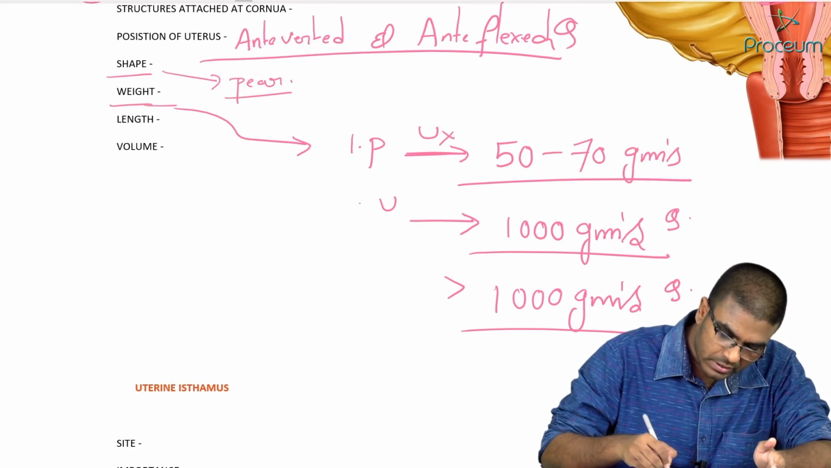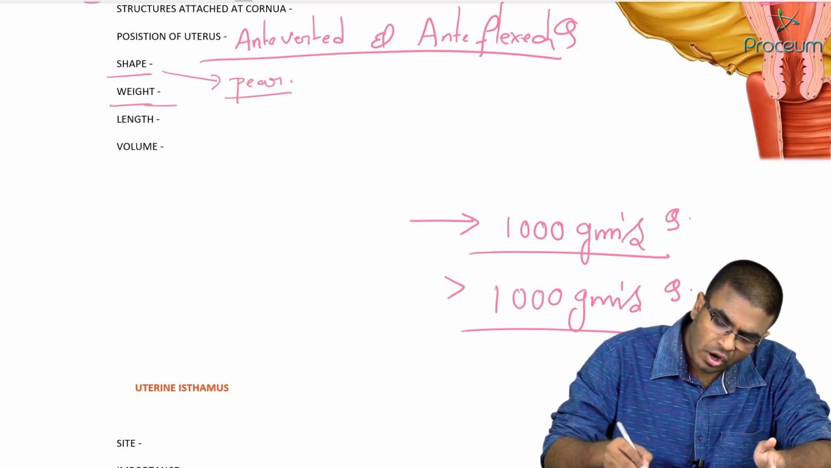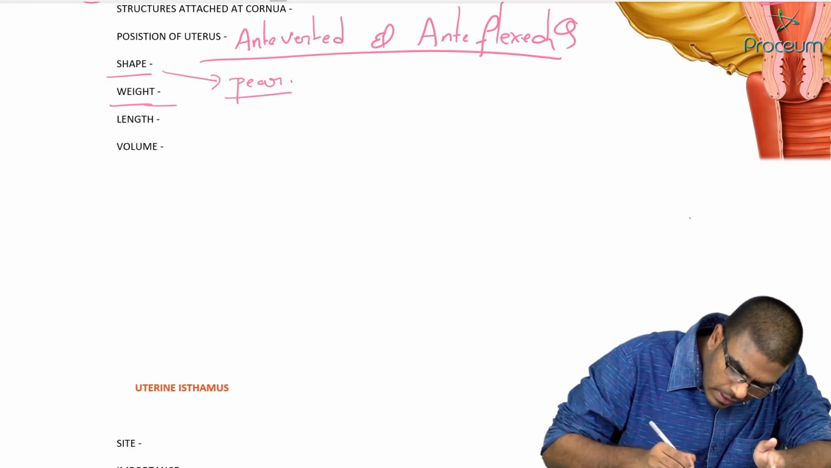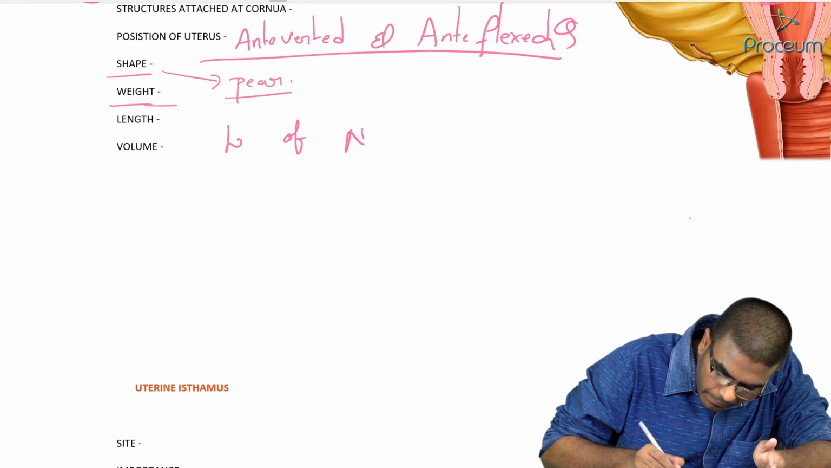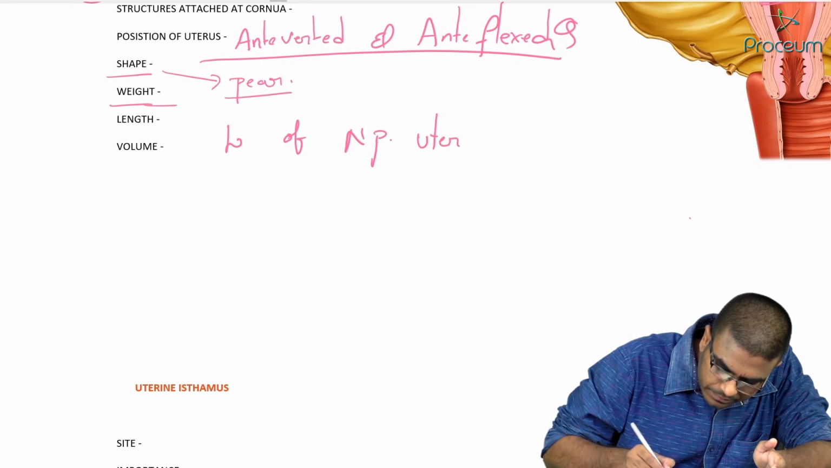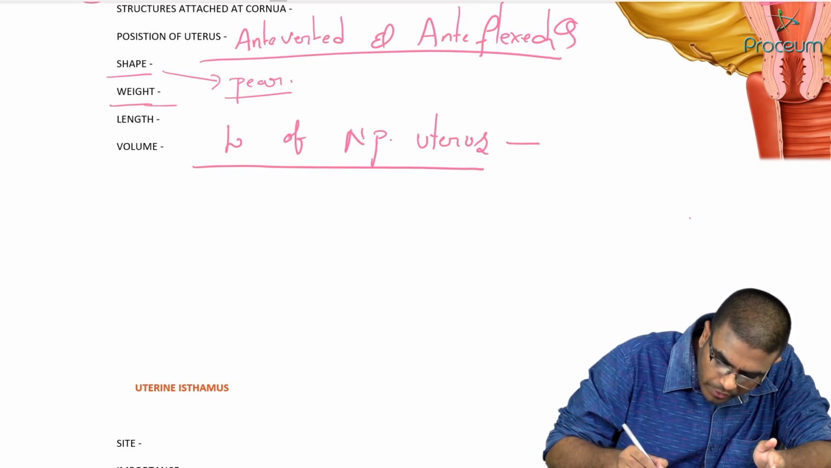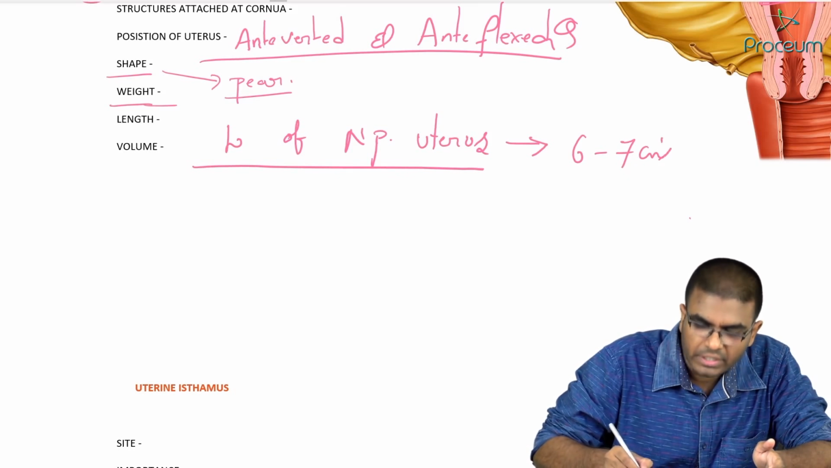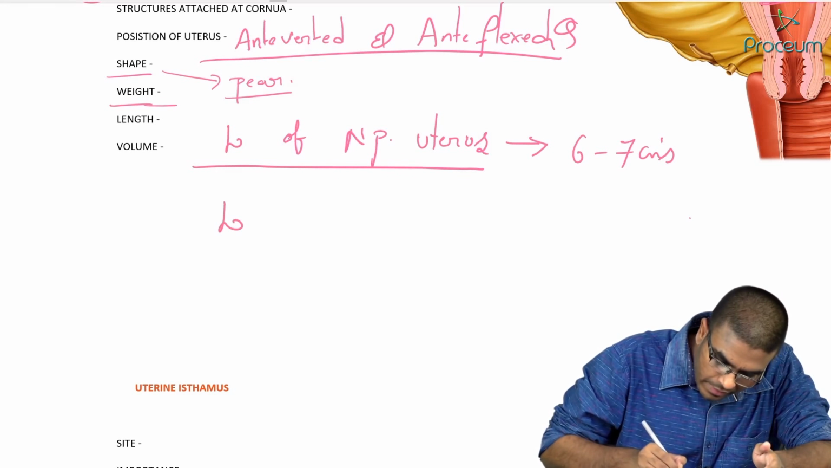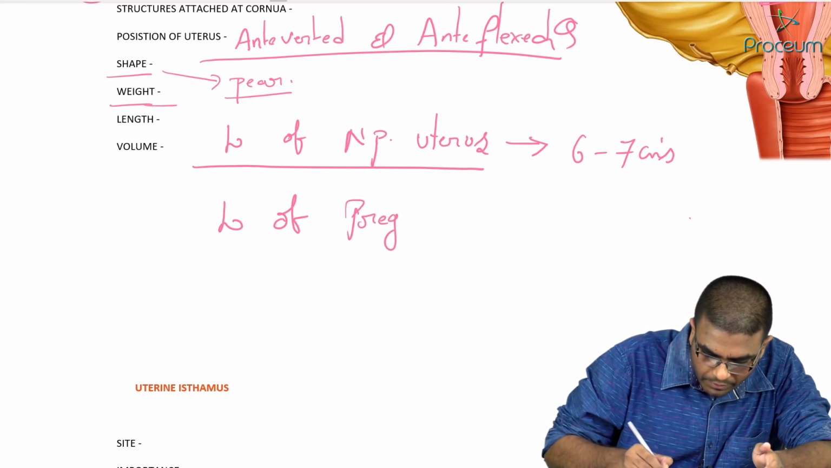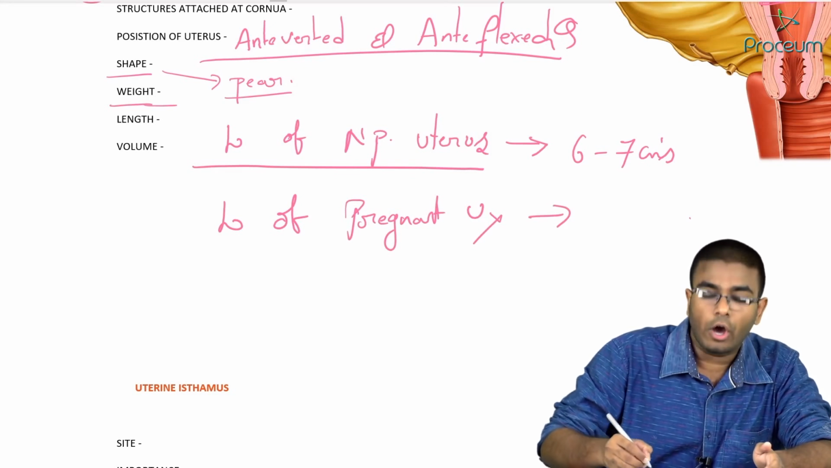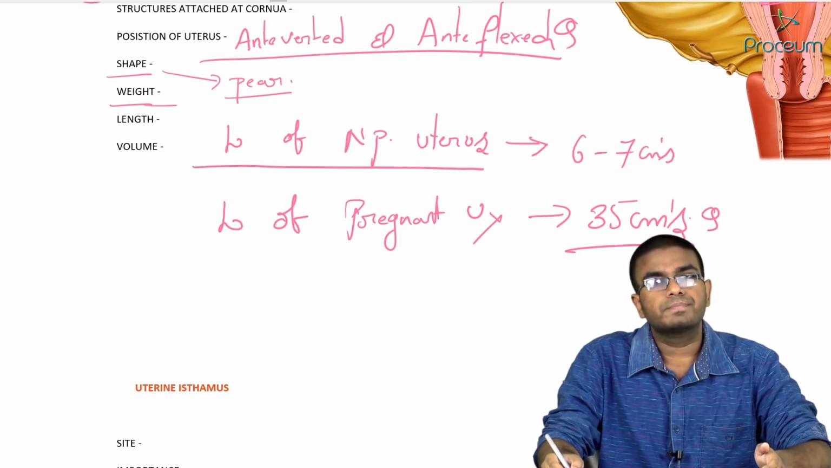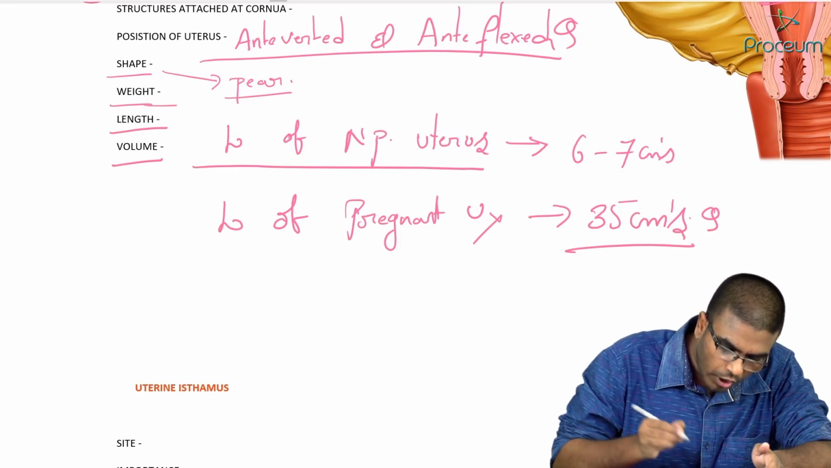Now the length of the uterus. Here again, in the same way, the length of a pregnant uterus is different from the length of a non-pregnant uterus. The length of the non-pregnant uterus is 6 to 7 centimeters, but the length of the pregnant uterus will be almost around 35 centimeters. Very very important MCQ. Okay, now length completed.